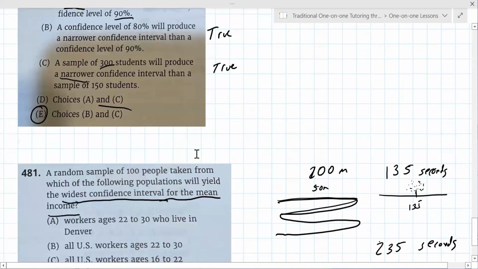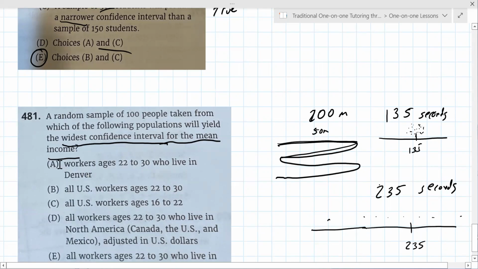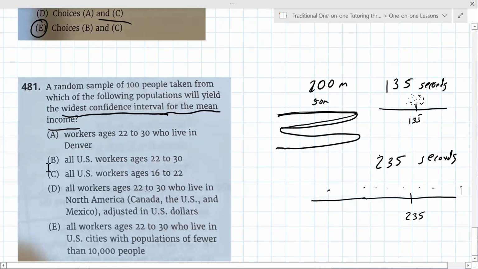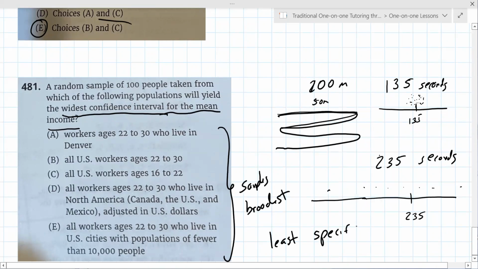So if we want the widest confidence interval, we're looking for a sample that's going to yield a lot of different results. So when you're looking at these answers, you're trying to decide which of these samples is the broadest, or in other words, the least specific.